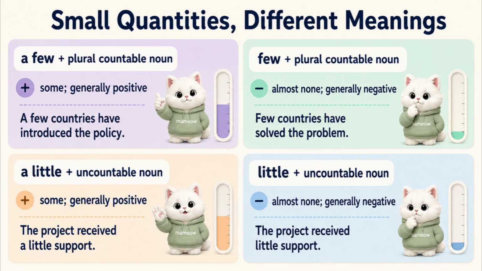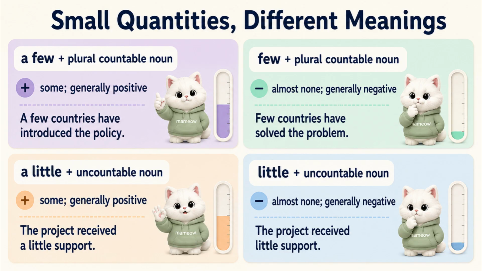A few and few are used with plural countable nouns, but they do not express exactly the same meaning. A few means some and generally presents the quantity positively. For example, a few countries have introduced the policy. Few means almost none and emphasizes that the number is limited. For example, few countries have solved the problem.